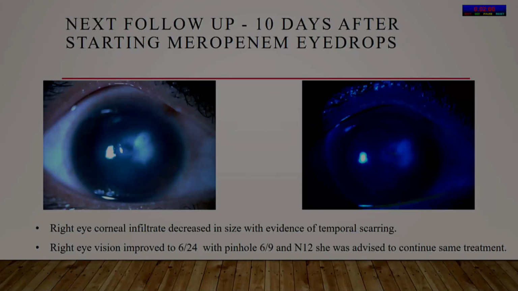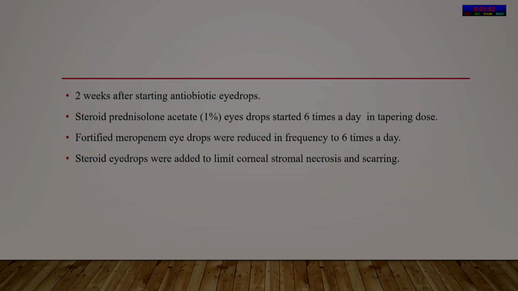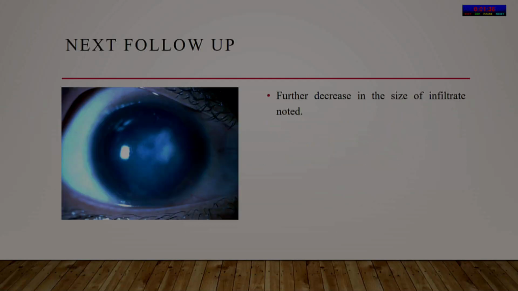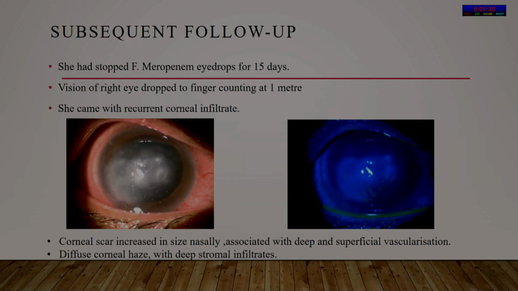On the next follow-up, 10 days later, her right eye corneal infiltrate decreased in size with evidence of temporal scarring. There was also improvement in the vision. Two weeks after starting the antibiotic eye drops, we added prednisolone 1% eye drops 6 times a day in a tapering dose, and reduced the frequency of fortified meropenem eye drops. In her next follow-up, a further decrease in the size of the infiltrate was noted.